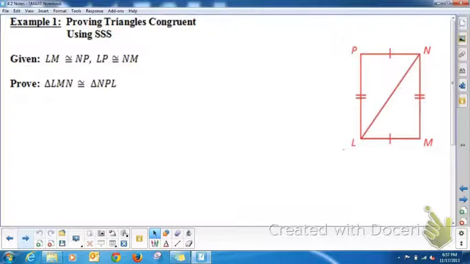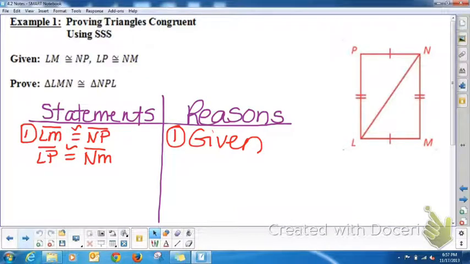Example 1, we're going to write a proof proving two triangles are congruent using side, side, side. We're looking to prove that triangle LMN is congruent to triangle NPL. We're given that segment LM is congruent to segment NP, and we're also given that segment LP is congruent to segment NM. So this is what we're given, that LM is congruent to NP, and also that LP is congruent to NM.